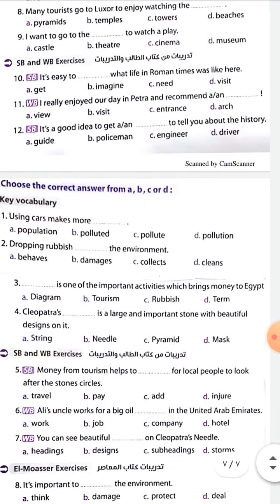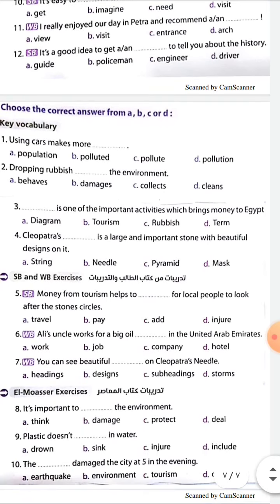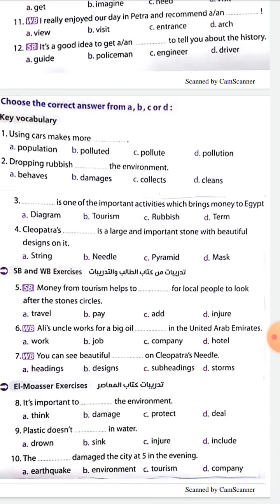Number 3. ... is one of the important activities which brings money to Egypt. ايه بقى الاكتيفيتيز اللي بتتعمل وبتجلب المال الى مصر؟ اكيد tourism، اللي هي السياحة. Tourism. Number 4. Cleopatra's ... is a large and important stone with beautiful designs on it. Cleopatra's needle، مسلة كليوباترا. Now Cleopatra's needle is in England، موجودة في England.